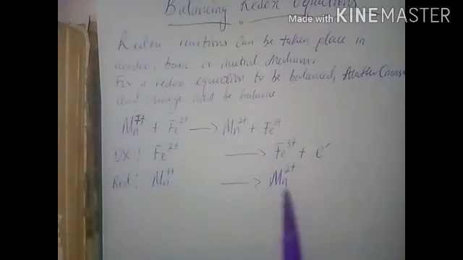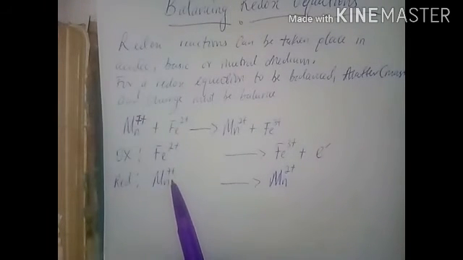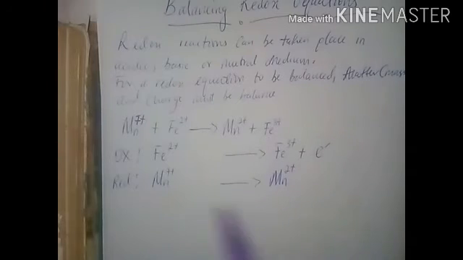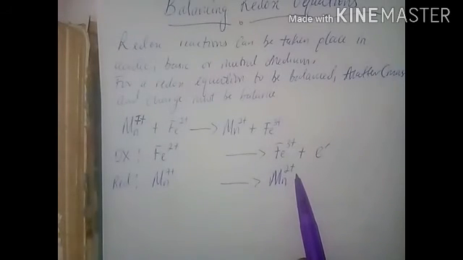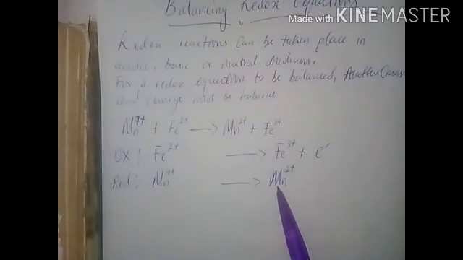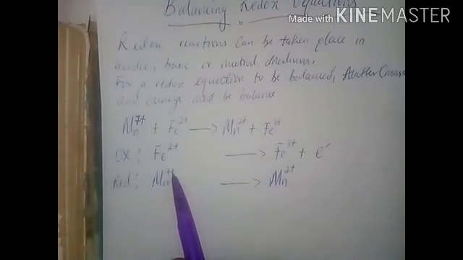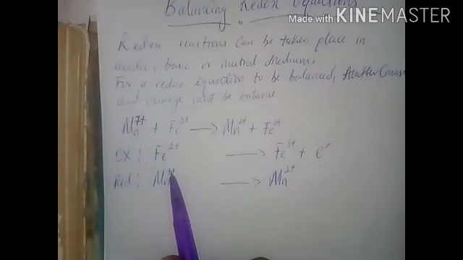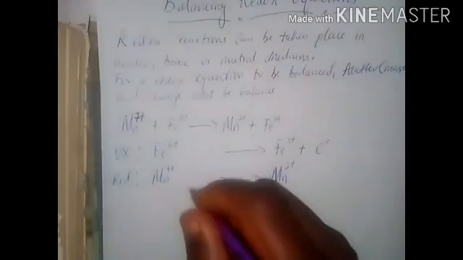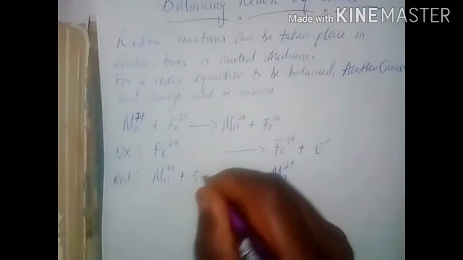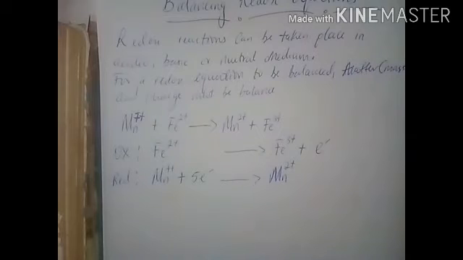Then when we come to this other half, we see that there are 7 on one side and 2 on the other. So the difference is 7 minus 2, which equals 5 electrons. So we need to add 5 electrons to this side, so that these 5 electrons can neutralize 5 positive charges here to have 2+ and 2+. So we have plus 5 electrons on this other side.